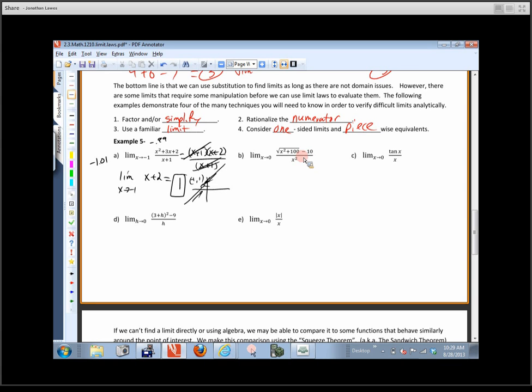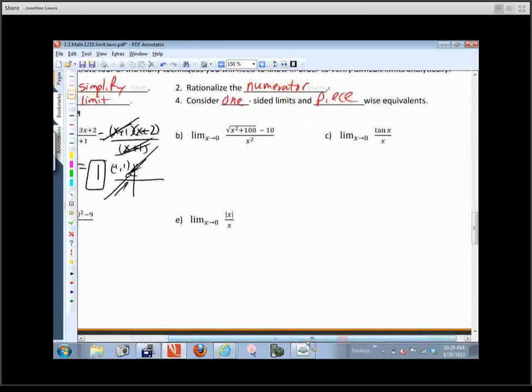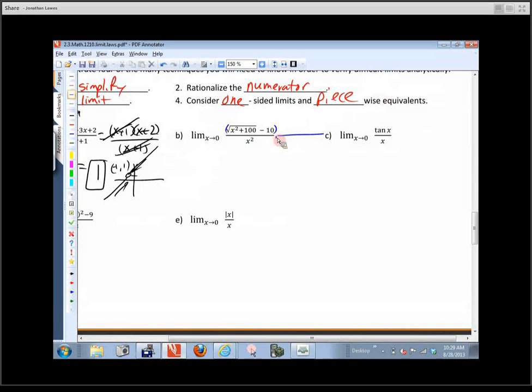So let's rationalize. It works the same as rationalizing the denominator. We multiply by the, what's that C word? Conjugate. A conjugate is just a fancy word that represents a difference of squares. So this is going to be the square root of x squared plus 100, plus 10.